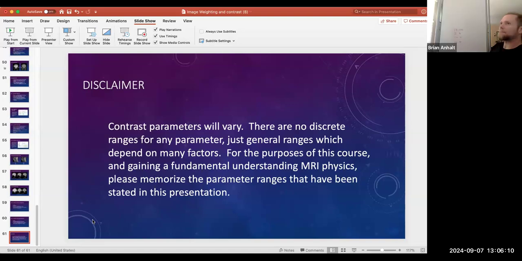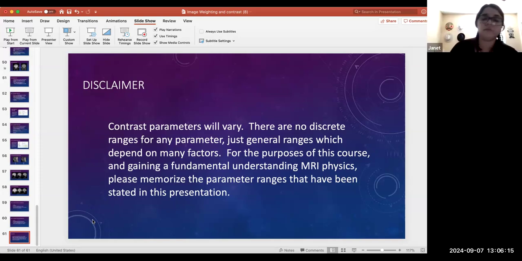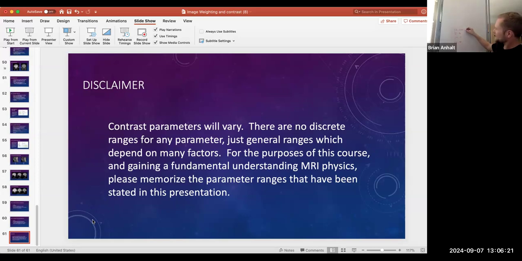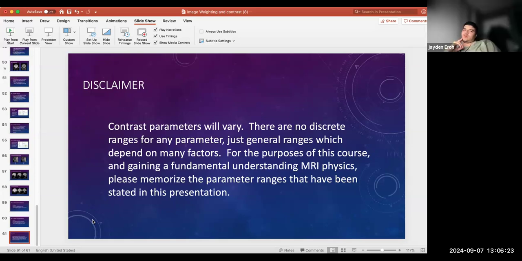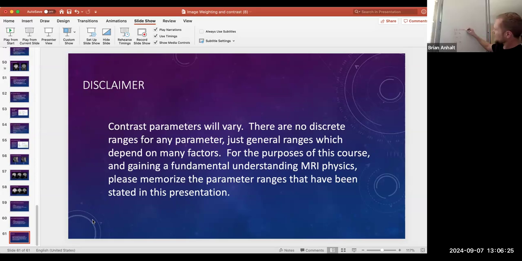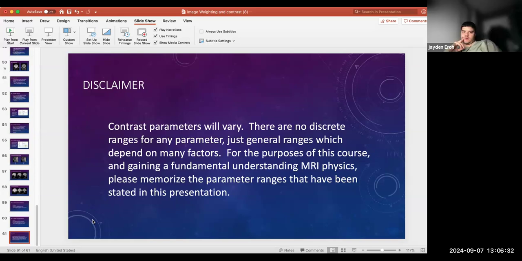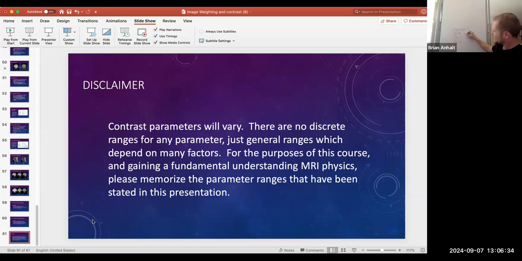What do we got? An echo T2. Spin echo. Long TR, short TR? Long TR, eliminating T1 information. Long TE or short TE? Long TE, increasing T2 information. And it's a spin echo sequence. It's T2 weighted spin echo.